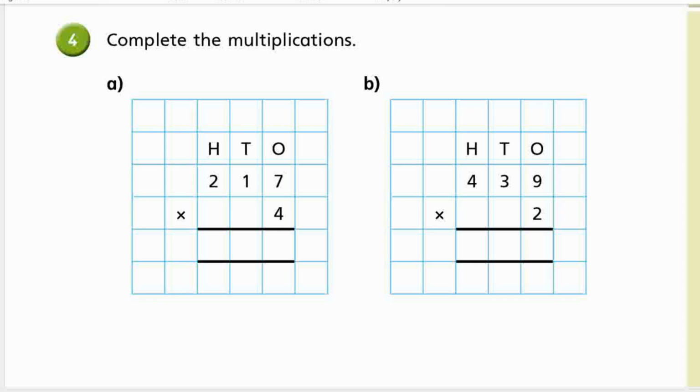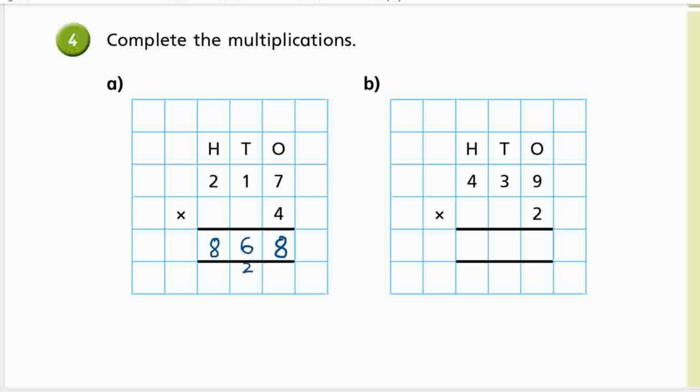Okay, complete the multiplications. 7 times 4. 28. Good. Well done. 4 times 1. 4 plus 2 is 6. 4 times 2. 8. There we have our answer. Yes, it's not too bad when you do it like this.